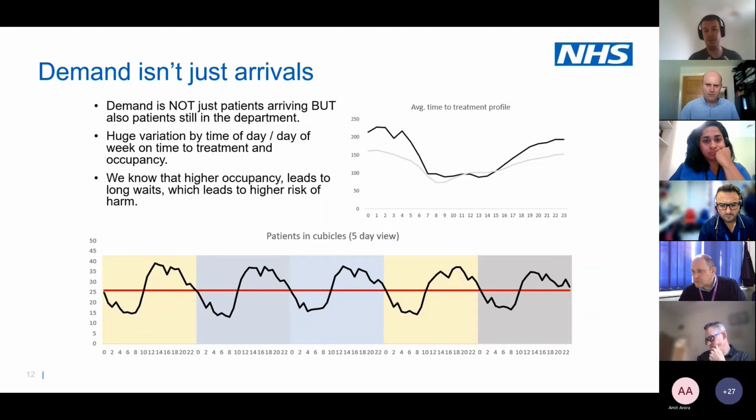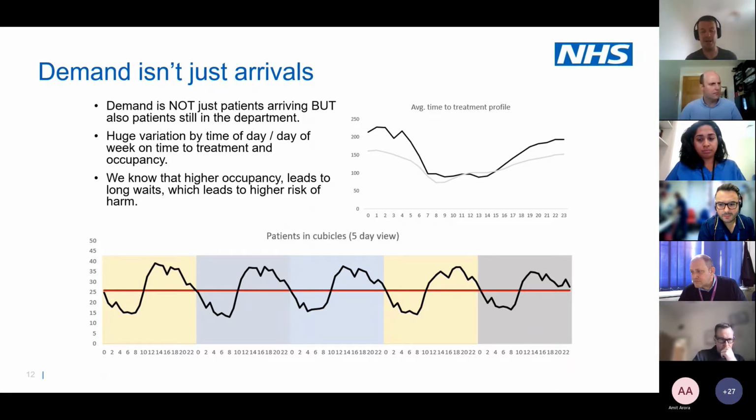What we've got is the arrival time of the patients on the x-axis, and the average minutes from arrival to being seen by a senior decision maker on the y-axis. What you can see is that the grey line is the national position, the black line is a hospital that I was working with, and the pattern's the same. So if a patient arrives at 8 o'clock in the morning, they are seen on average after about 80-90 minutes, that's an hour and a half. However, if a patient arrives at 2 o'clock in the morning, they're seen on average after 200 minutes, that's just over 3 hours. So a massive, massive difference.